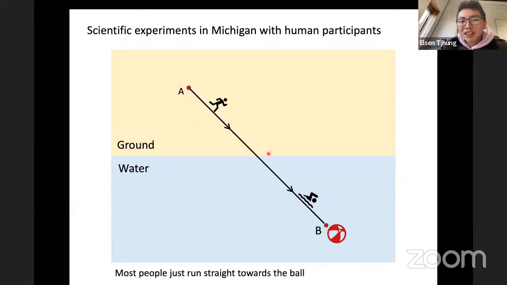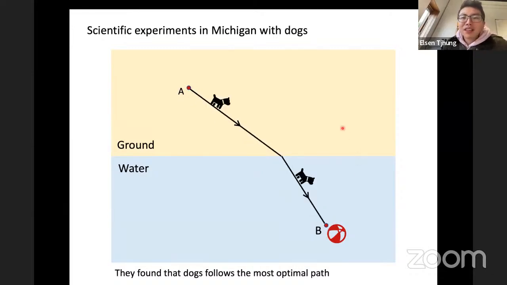This is not the most optimal route. This is not the shortest time to go from A to B. And then the mathematics professor did the same experiment again, but this time with dogs. They have different breeds of dogs, small dogs, big dogs. What they found is that all dogs, somehow, follow the most optimal path to go from A to B. So the dog somehow can use this formula, 1 over phi run sin theta 1 equals 1 over phi swim sin theta 2, to calculate how much they have to run and how much they have to swim. Somehow this mathematics of calculus is already built into dogs' intuition, but not in humans.